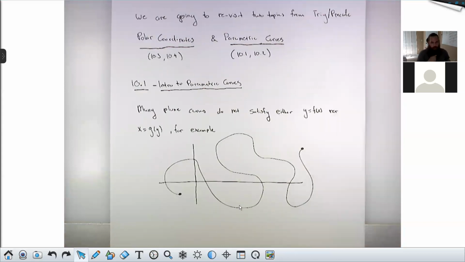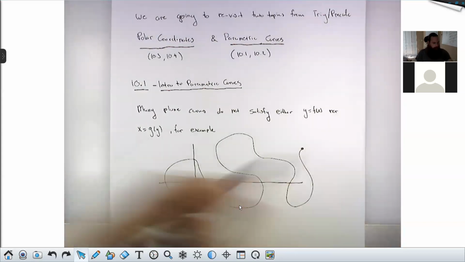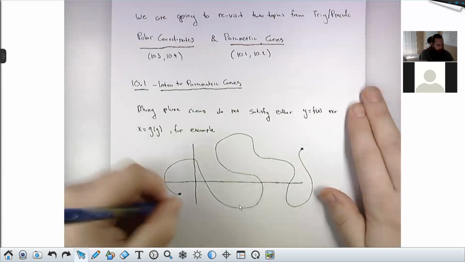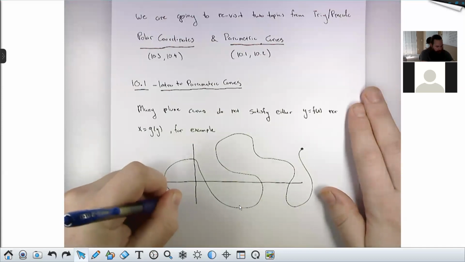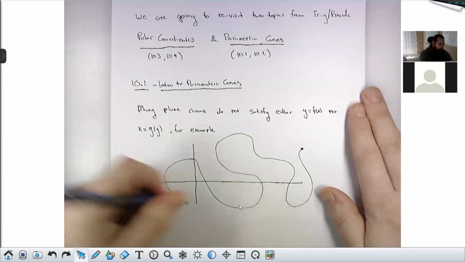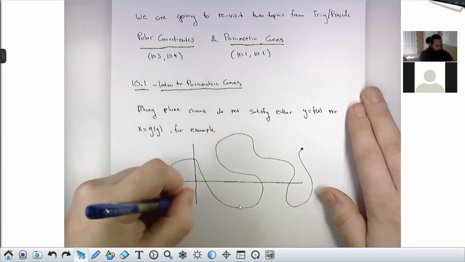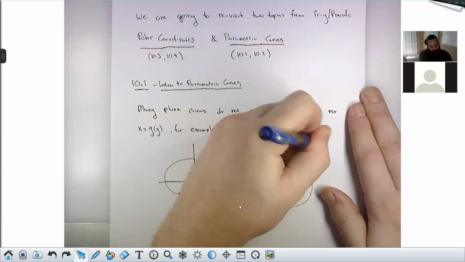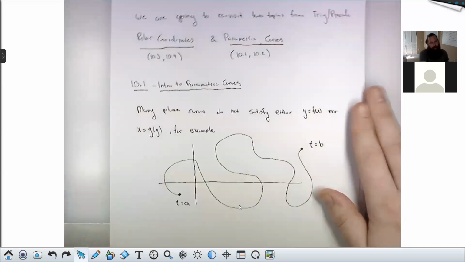This certainly does not express y as a function of x because it fails the vertical line test all over the place. And it also does not express x as a function of y. It fails the horizontal line test. So remember, we're imagining I dropped the ant down here, so I'd say maybe this is at time t equals 0. Or let's be more general, let's say time t equals a, some starting time. And over here is where I pick the ant up off the page, so we'll call that time t equals b.